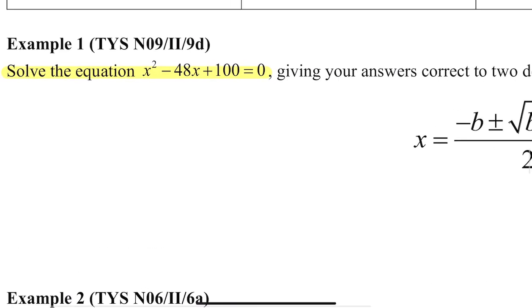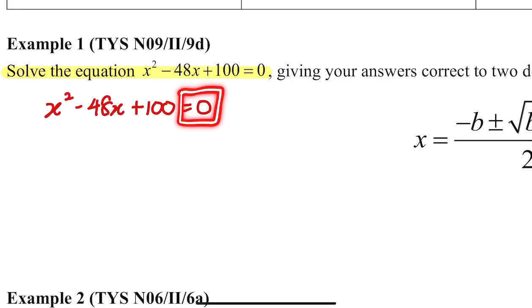equation. Let me write it down again so that it's clearer. X squared minus 48x plus 100 equals 0. First step, check: is the right side equal to 0? Currently, yes, it is equal to 0 already. So this is a check. I can put a tick to make sure that the RHS, right hand side, is equal to 0.